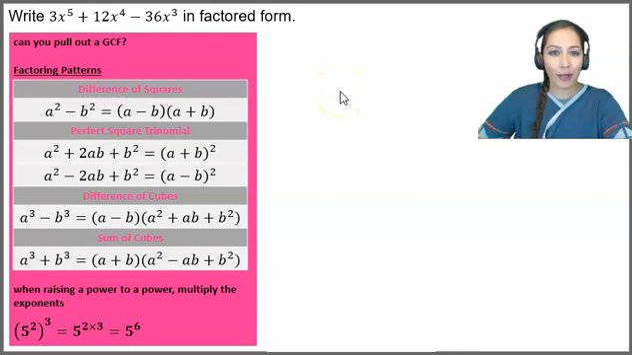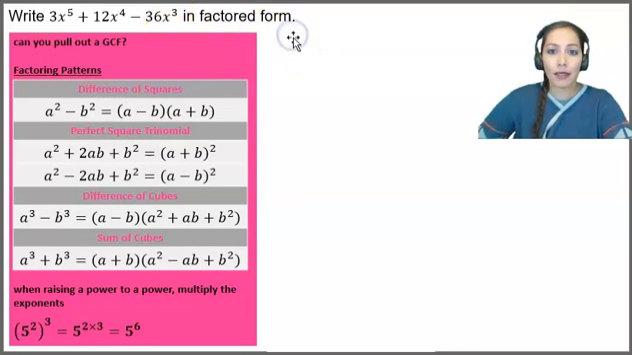Now that we have Chloe's cheat sheet notes, we can see that the first thing she wants us to look at is, can you pull out a greatest common factor? I have 3, 12, and negative 36 as the numbers, and I have x to the fifth, x to the fourth, and x cubed as the variables.